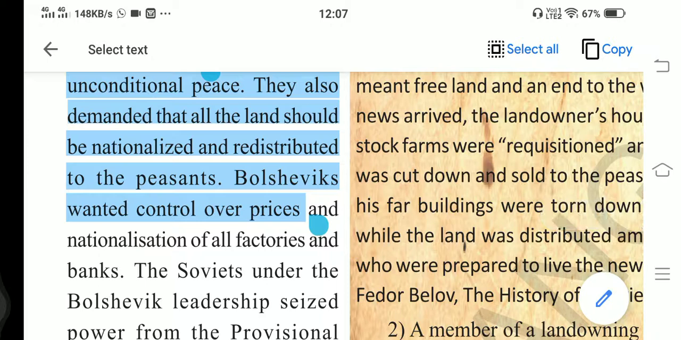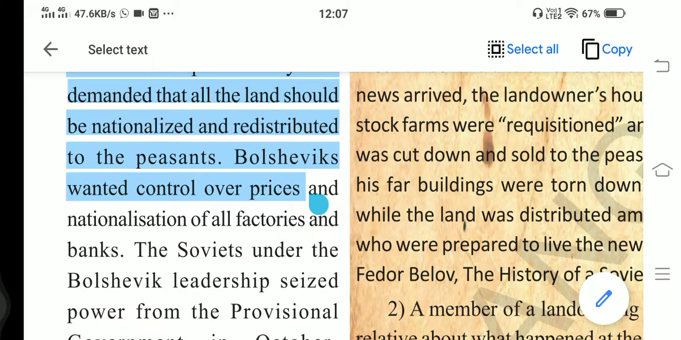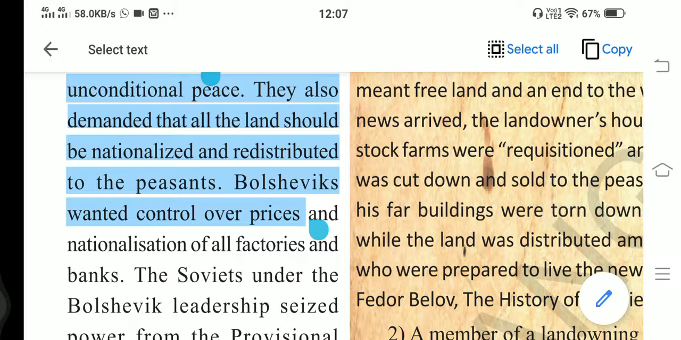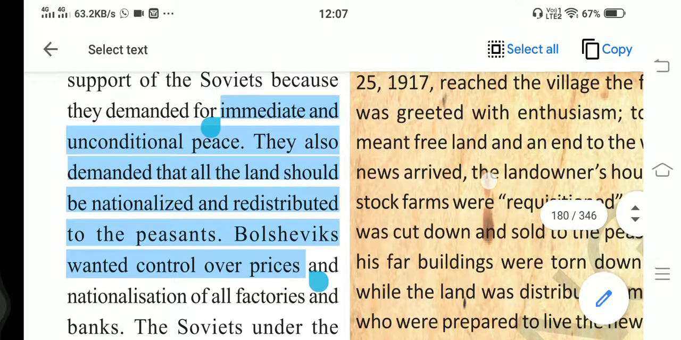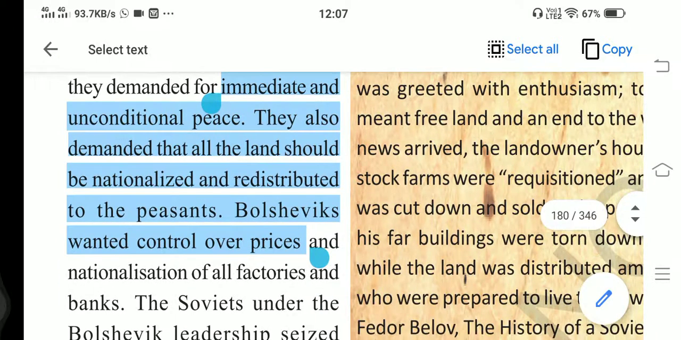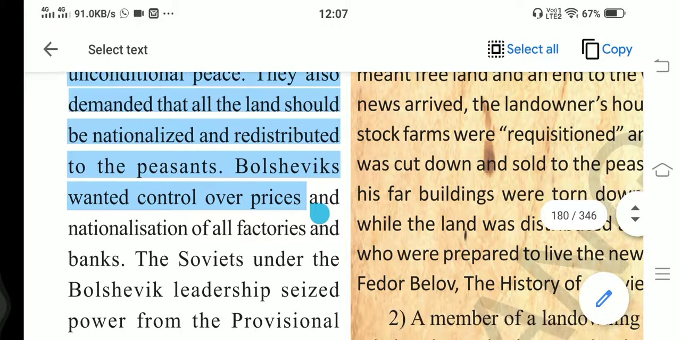So industrial workers were very happy, because if industries are nationalized, then they will get fair wages, right? And people will get commodities at a cheap rate, right? That is the second point. The third point is that peasants also felt very happy that they will get land, as the land is redistributed to the landless people, that is, peasants, right? Then another point is that the land which was under the control of the landlords should be redistributed to the peasants. And a very important point is an immediate unconditional peace treaty with Germany to get rid of World War I.